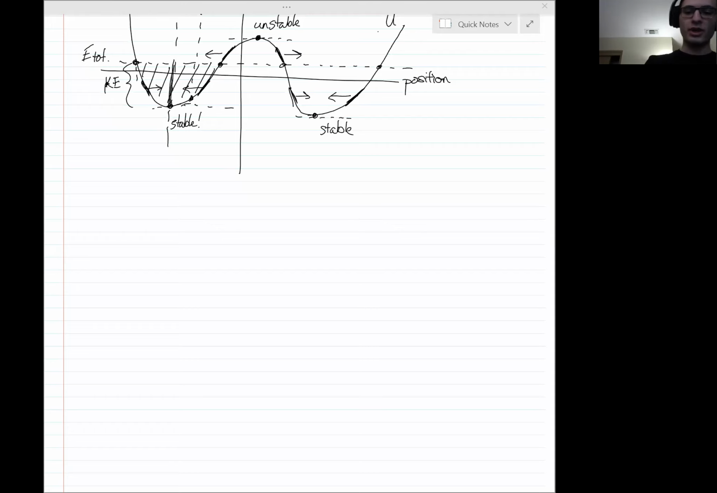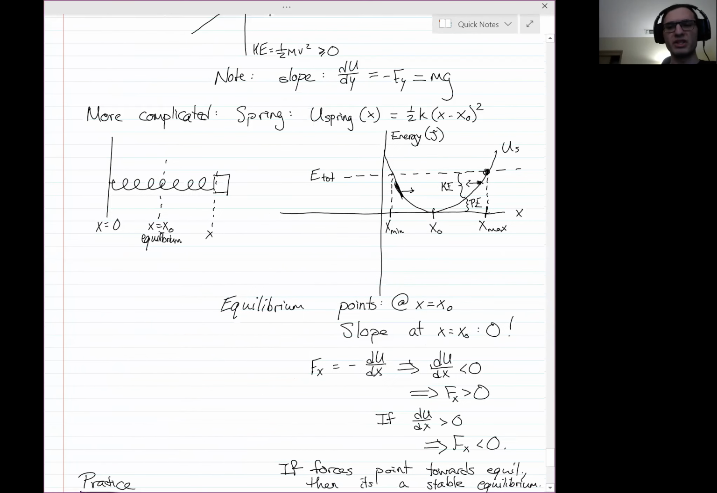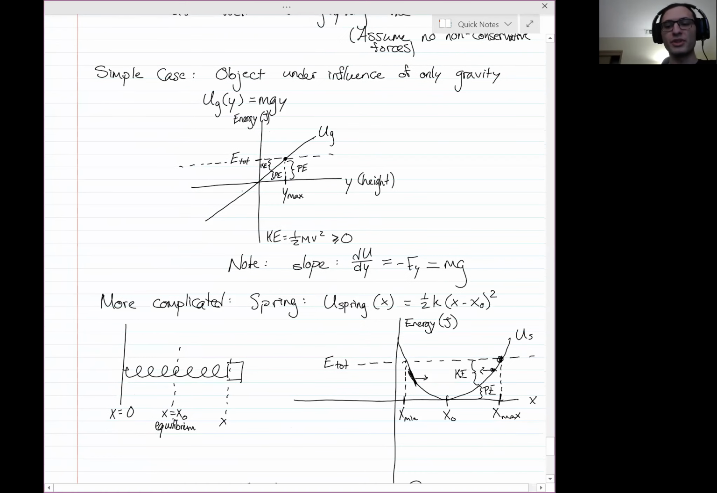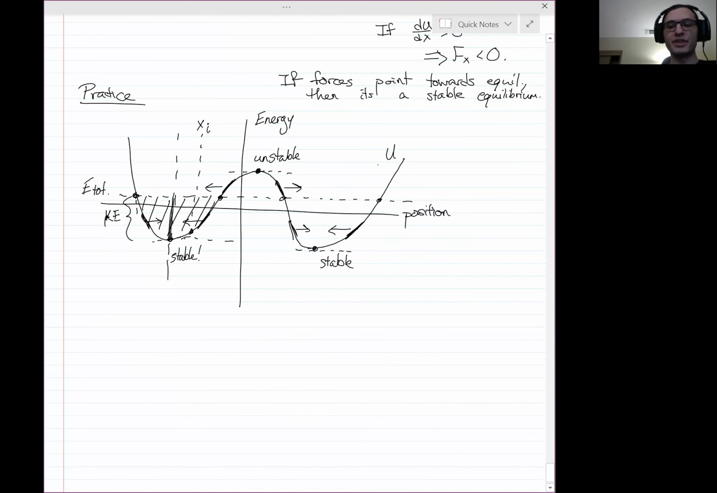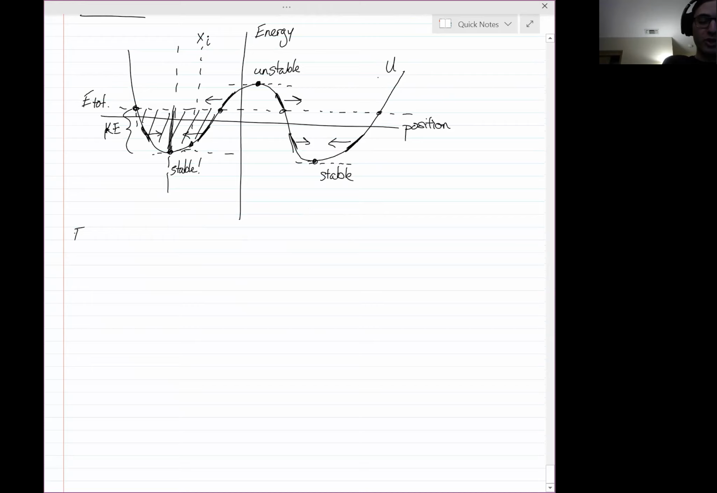I'm just going to give one more important example of this whole energy diagram business. Here was one example of an energy diagram, the gravitational potential, another example of the spring potential. This was just some random practice example. I'm going to give the example of the Lennard-Jones potential.